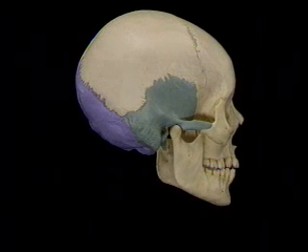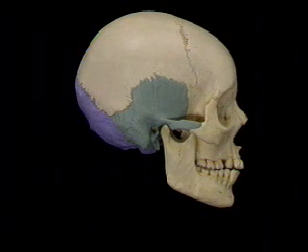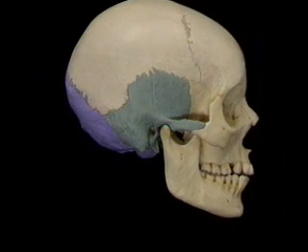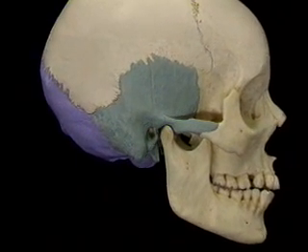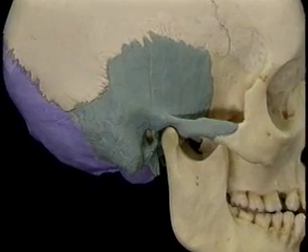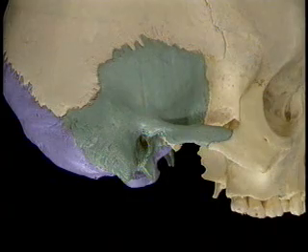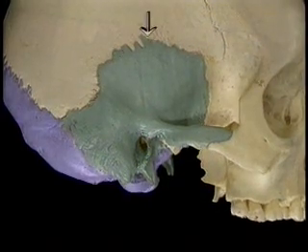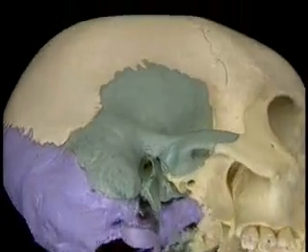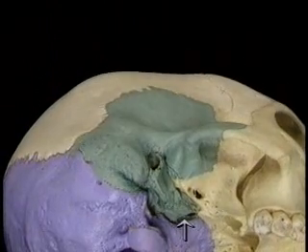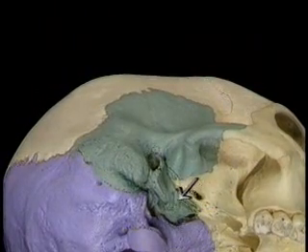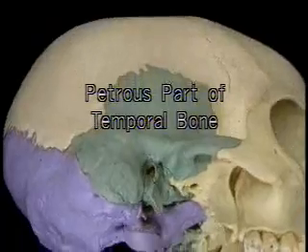Now that we've looked at the occipital bone, let's take a look at the temporal bone. It's quite a complicated bone. To see its full extent, we'll again remove the mandible. The temporal bone goes from here on the outside to here underneath. This is the petrous part of the temporal bone.